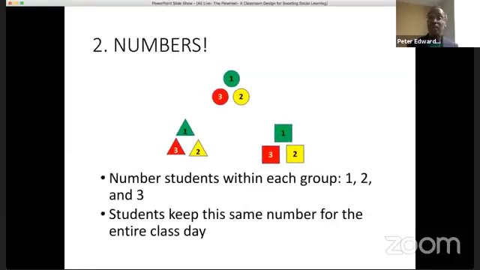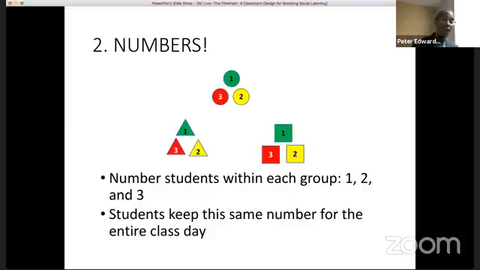Now, we number the students. So in every group, we have a number 1, a number 2, and a number 3. The teacher can decide who's number 1, who's number 2, or they can let the students do it themselves if they're a little more reliable with that. But it's important that each group has a number 1, a number 2, and a number 3.